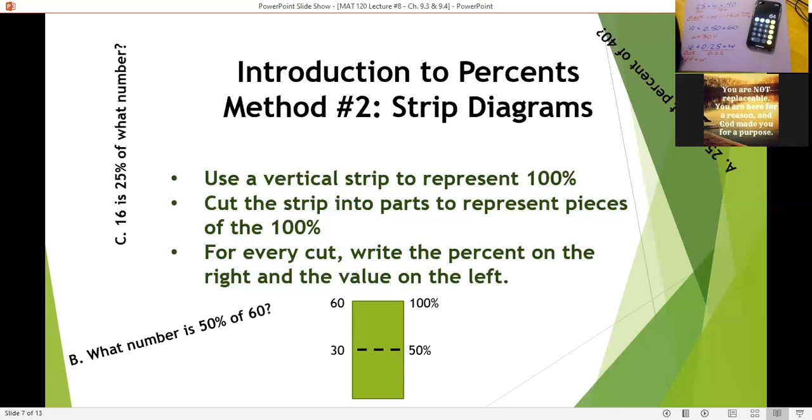Now, once again, sometimes when you look at these new methods that you may not have seen before when you were a student, that doesn't necessarily mean that they're ridiculous and completely unusable. Some of them may be. Some of them you might look at, like this strip diagram, and say, I don't like this approach at all.